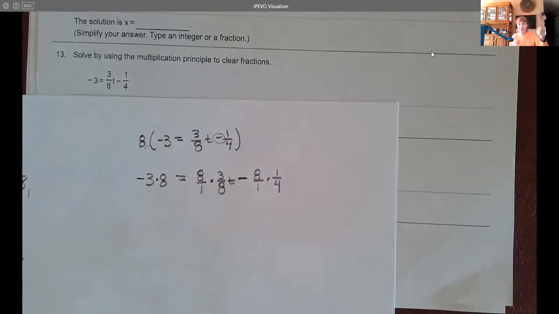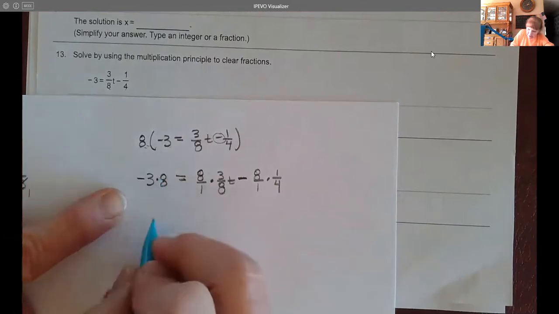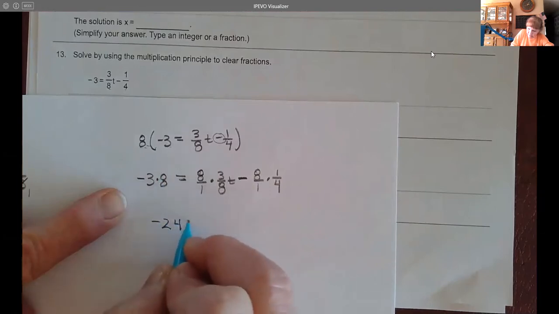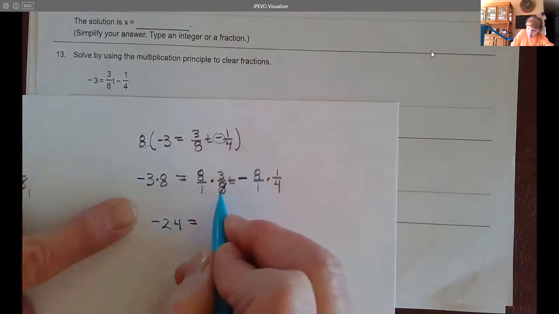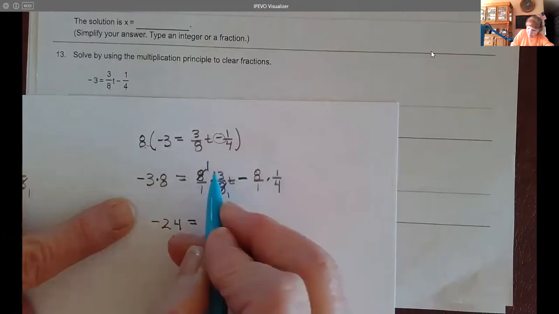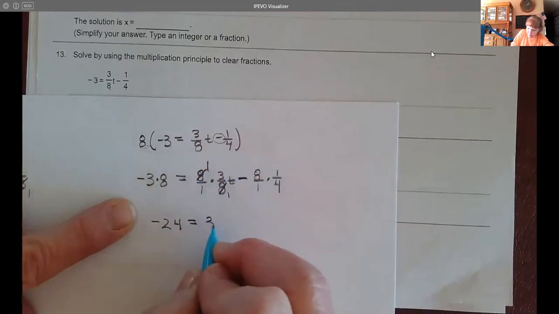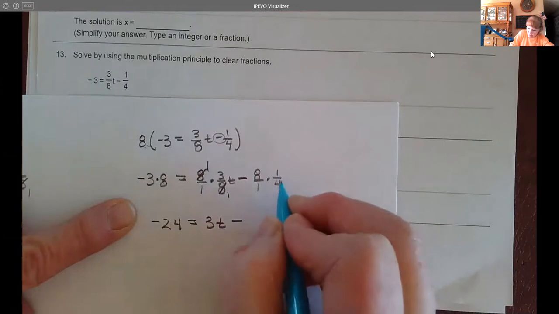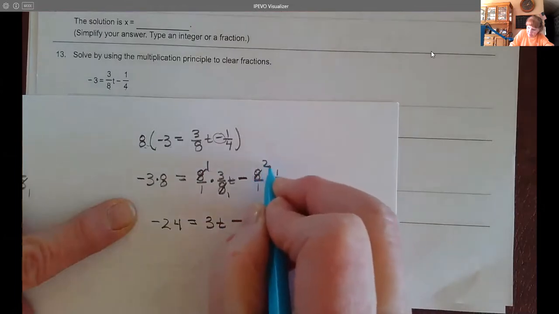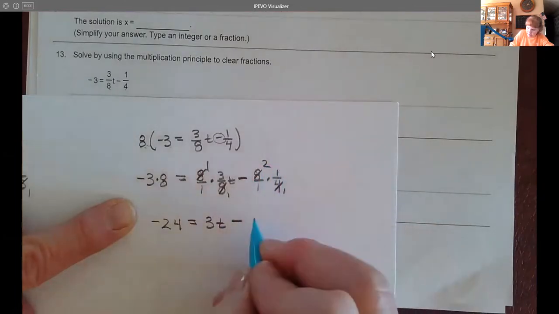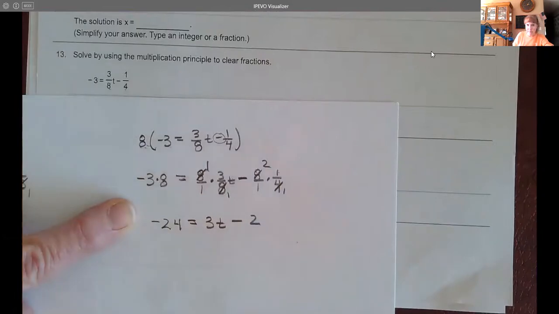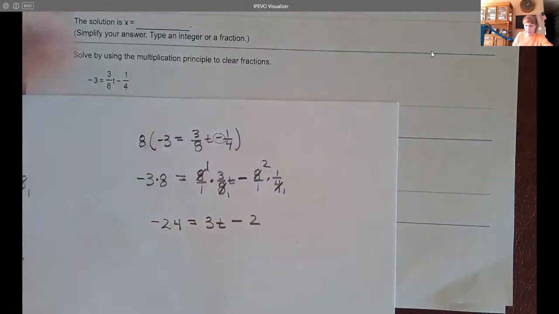And then you reduce and multiply, and you have a whole new equation that's easier to solve, but will have the same answer. This is a negative 24. Here, 1, 1. So you end up with 3t. 1, 2. 2 times 1 is 2. So now you solve this one rather than the original with all those fractions.